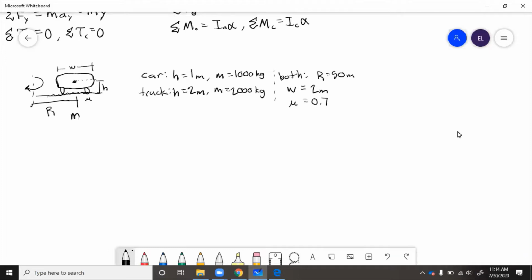So we are going to calculate whether it slides first or tips first. So we want to see which one is going to be going faster for its maximum speeds.